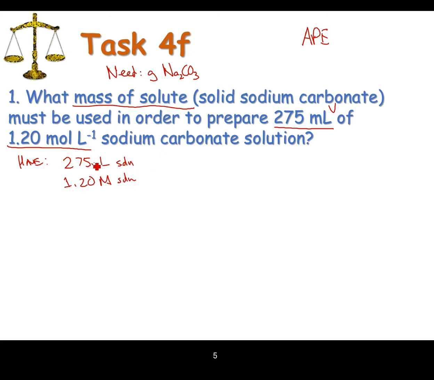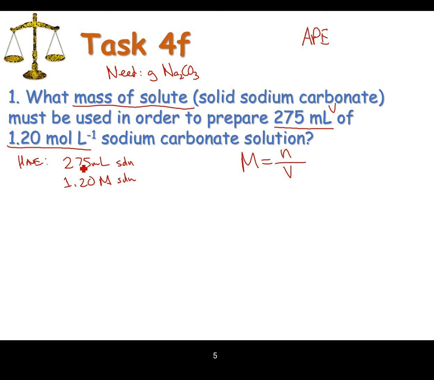So to do this, there are a couple things that we're going to have to keep in mind. First off, the relationship between the solute and the solvent. When we have a molarity, again recall that the molarity is equal to moles of solute divided by liters of solution.